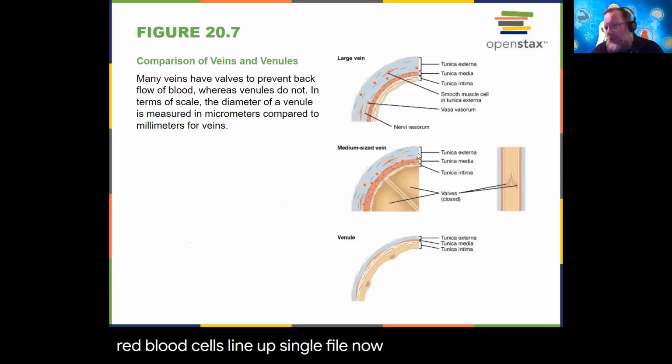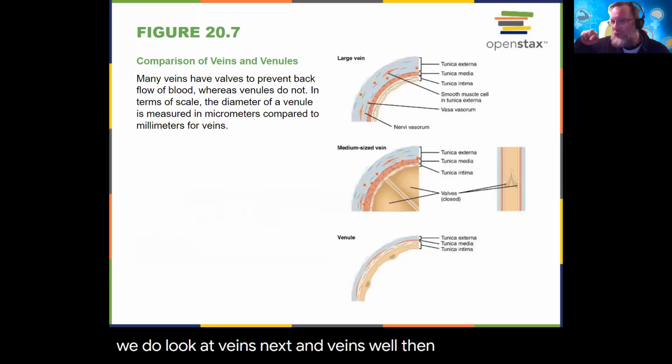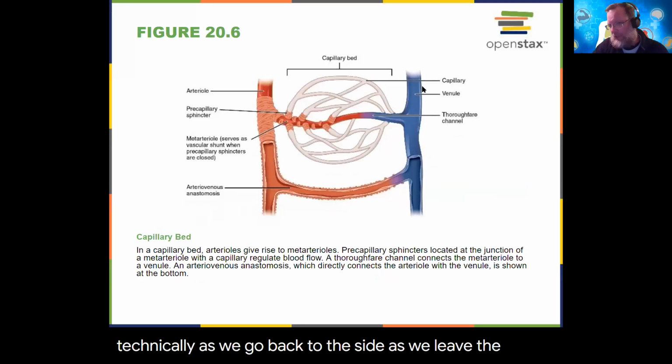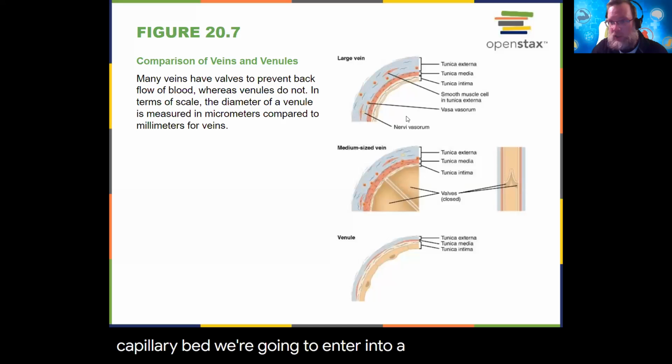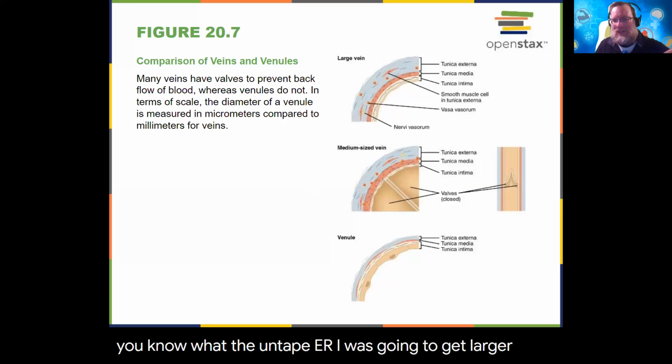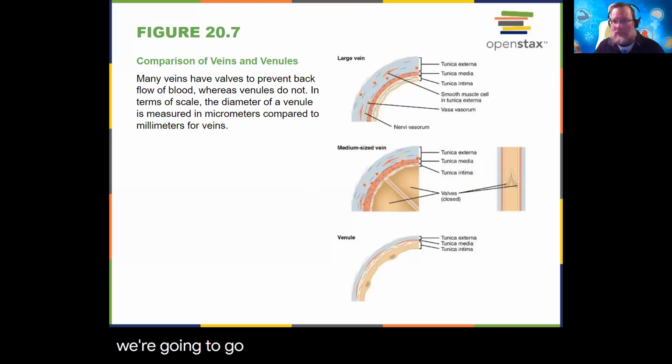Now, lastly, for blood vessels, we do look at veins next, and venules first, technically. Let me go back to this slide. As we leave the capillary bed, we're going to enter into a venule, and then that venule is going to get larger. So we're going to go the opposite direction of what we saw with arteries.